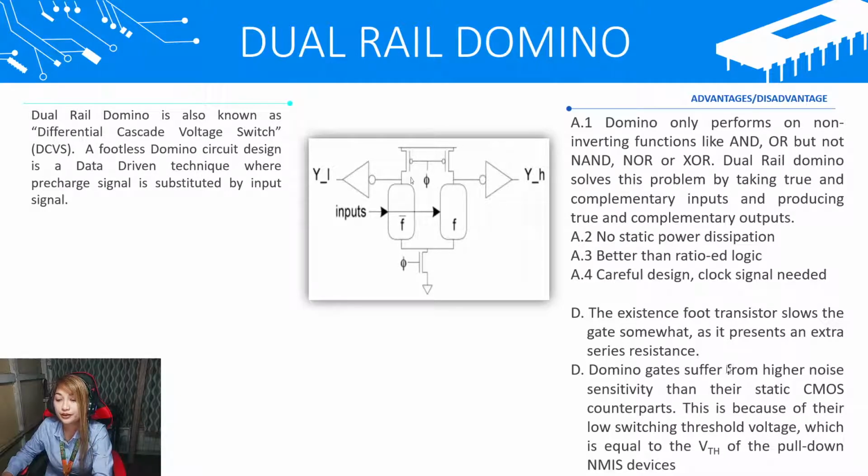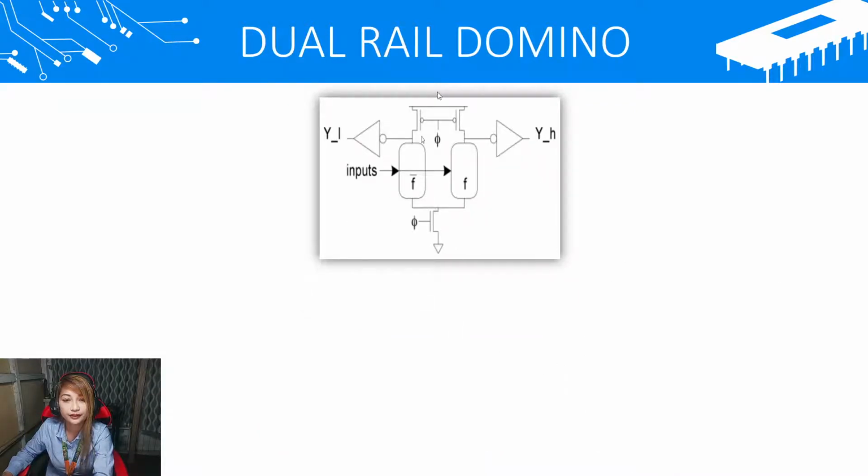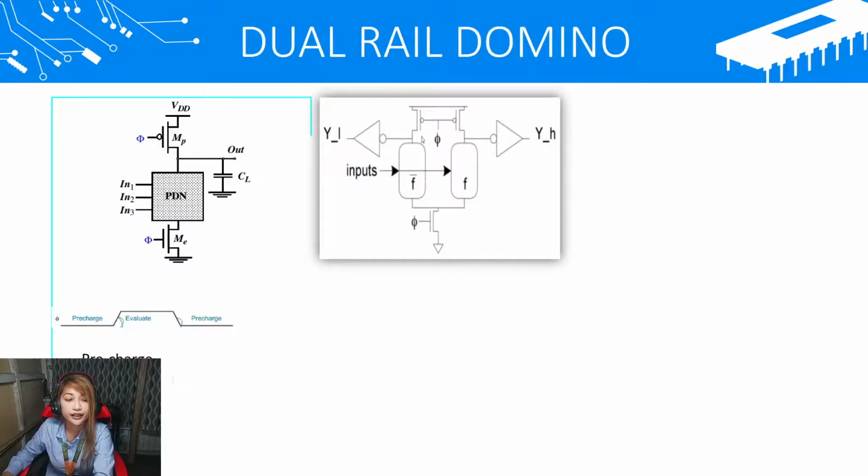Domino gates suffer from higher noise sensitivity than their static CMOS counterparts, and this is because of their low switching threshold voltage, which is equivalent to the VTH of the pull-down NMOS devices. For sizing, I use 10 micro for the width of PMOS and 100 micro for the width of NMOS. The sizes were chosen to make sure that the pull-up network and pull-down network reach their rail level. So again, this is the circuit for dual rail domino. It has two operations, the pre-charge and evaluate, or the low and high.